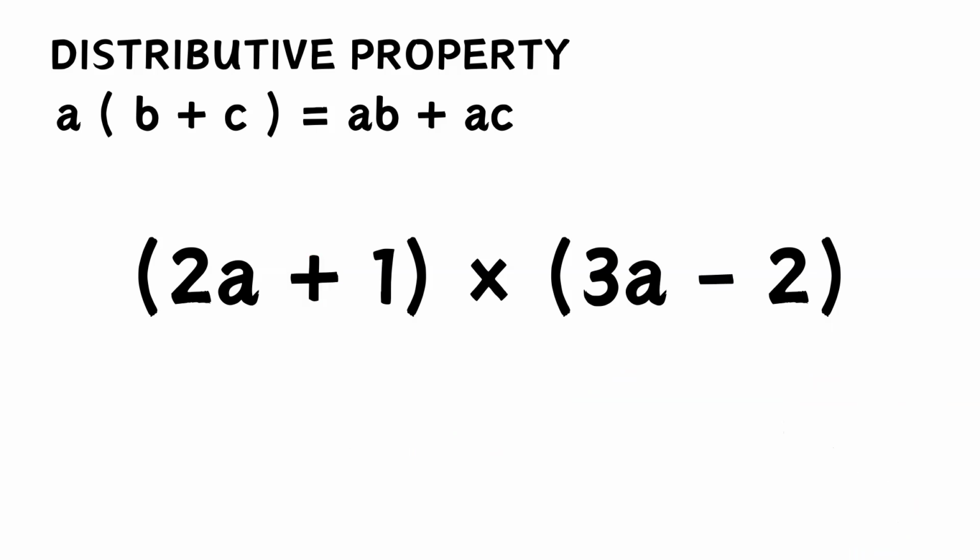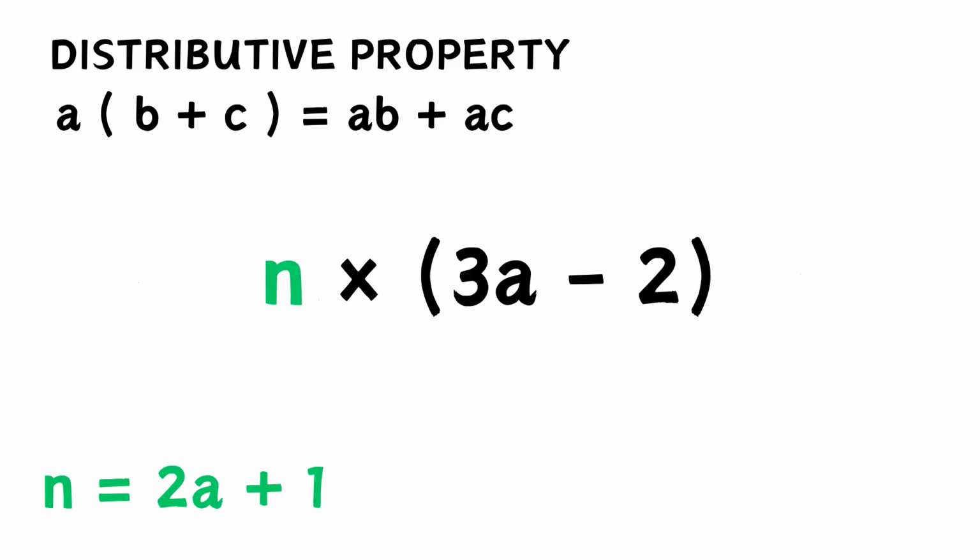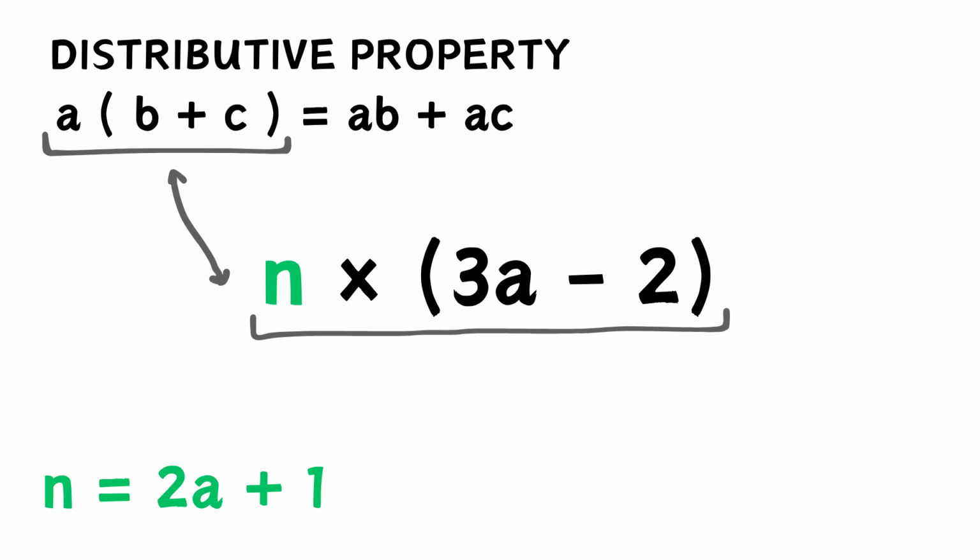To make simplifying easier, let's try a substitution technique. Let's temporarily replace 2a plus 1 with n to simplify our work. If we do this, we get n times (3a minus 2). Does this look familiar? It should, because this follows the distributive property.